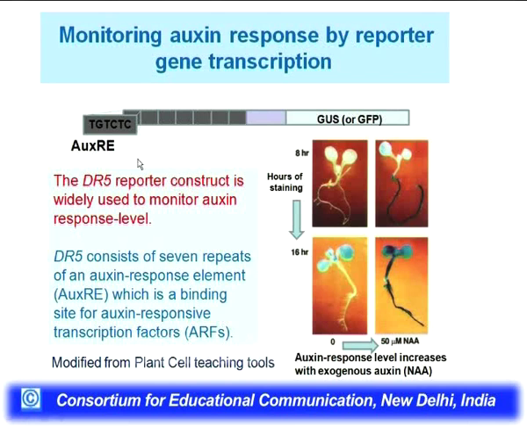There is one promoter called DR5, a synthetic promoter which responds to auxin. You can see over here that some cells are showing the GUS color, but not others, which indicates the tissues where auxin is more.